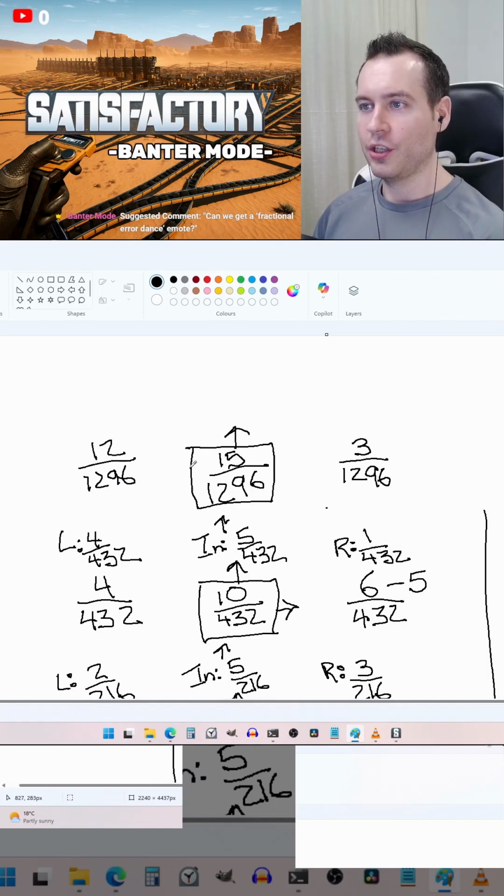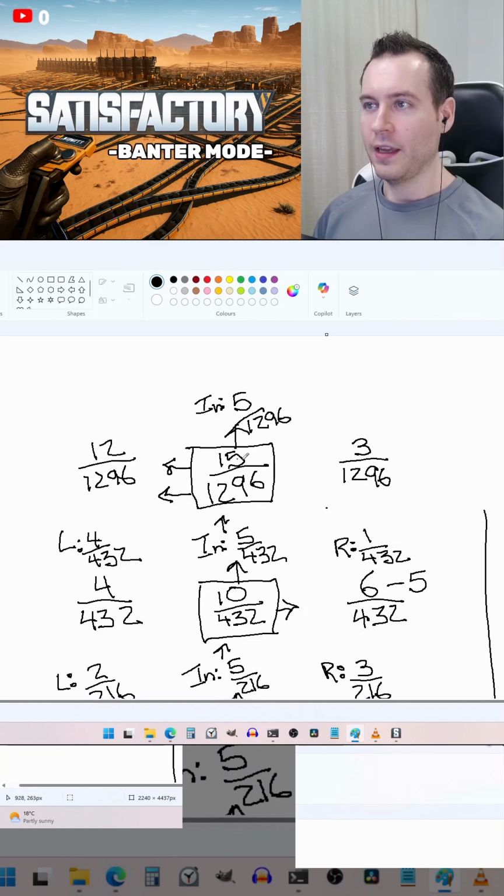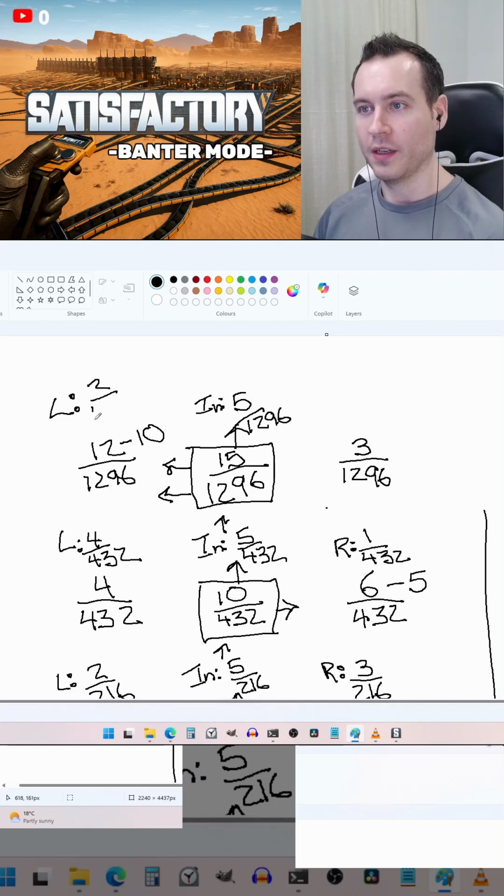We are splitting 2 to the left. The next input will be 5 over 1296. And the remaining 2/3 from this value will be 10. So 12 minus 10 all over 1296. The next left value will be 2 over 1296. And the right value will be this value here.